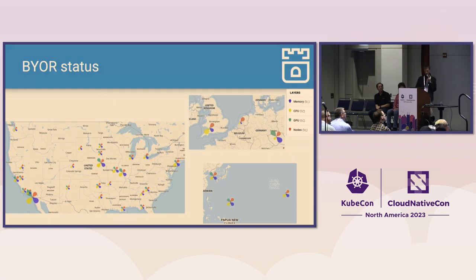And most nodes in California are bought by NSF grants, and other nodes partially just donated by different universities, partially also purchased by the NRP project.